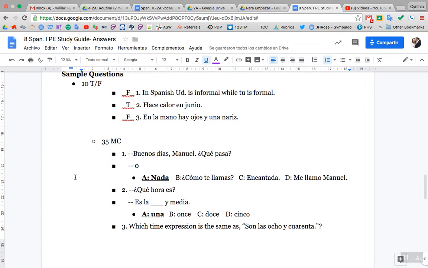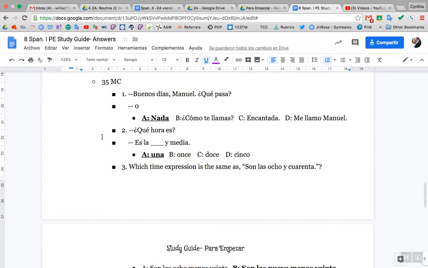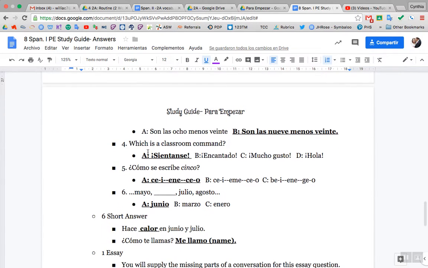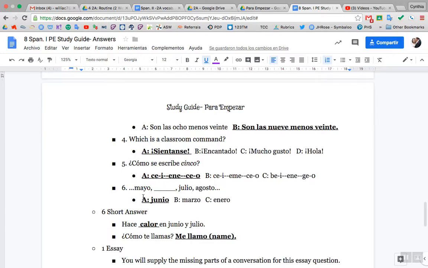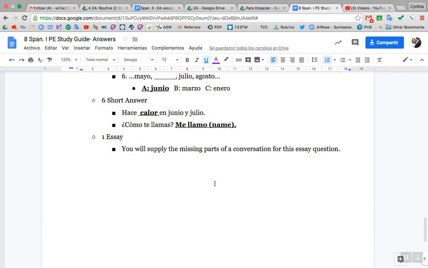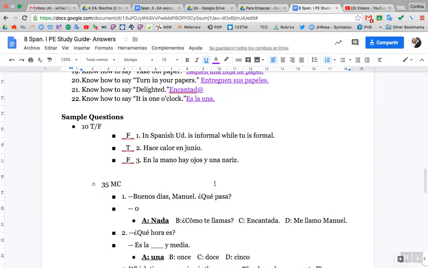Answers to the sample questions. You should have false, true, false. Then you should have A, B, A. In the short answer, calor, and then me llamo. And for the essay, you're going to have to supply the missing parts of a conversation. All right? Good luck.